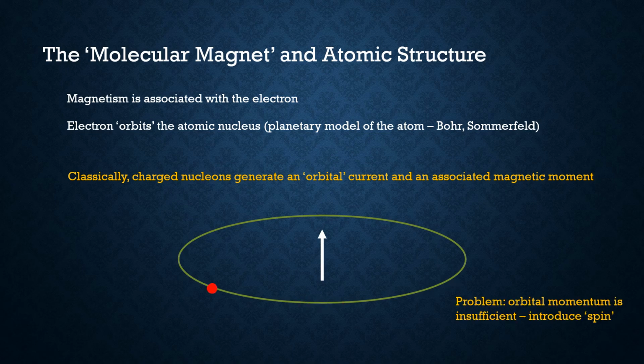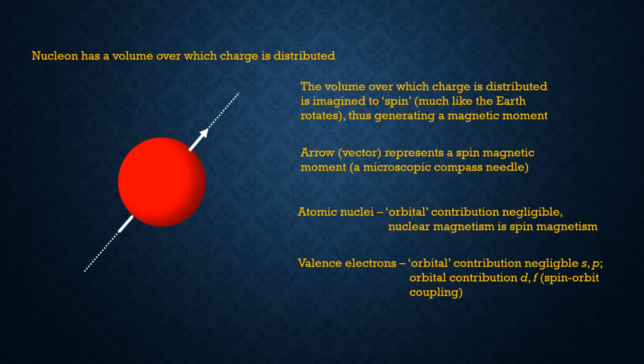The problem with this orbital magnetic moment is that mathematically it did not correspond to what was observed spectroscopically, so there was something else present and missing from the original atomic structure. And the missing component was deemed spin magnetic moment.